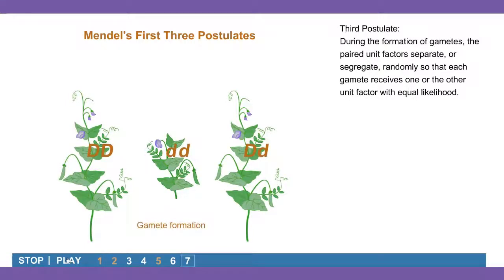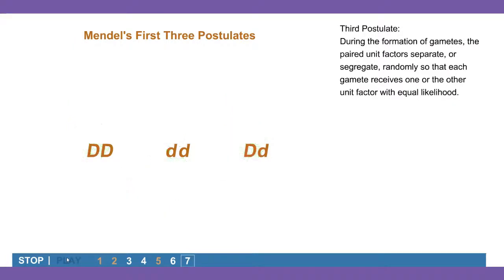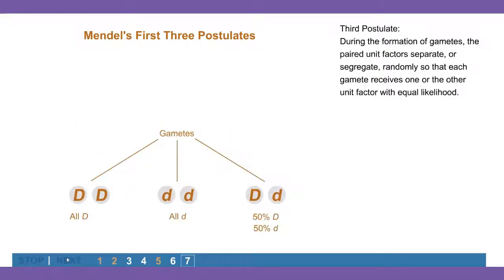And his third postulate stated that when the plants undergo meiosis, which he didn't know was meiosis, but when they formed gametes, all of the different unit factors would segregate independently, and that the new progeny formed from fusion of gametes would have a 50-50 shot at picking up either one of those unit factors, which we now know are alleles.